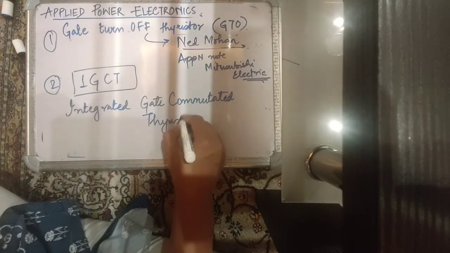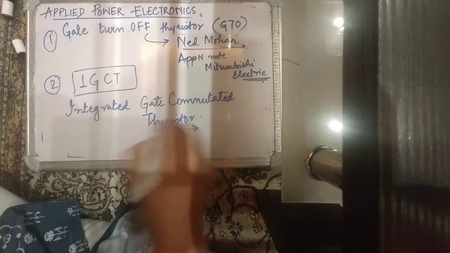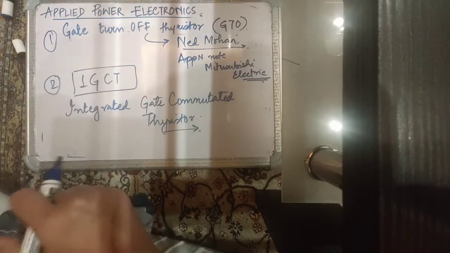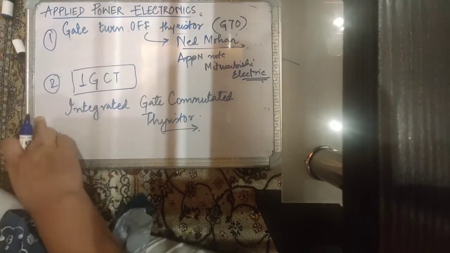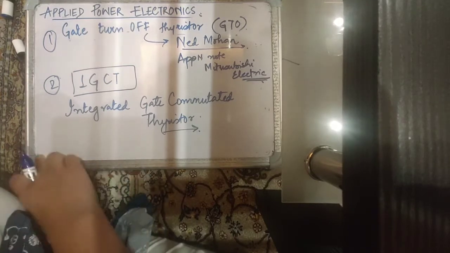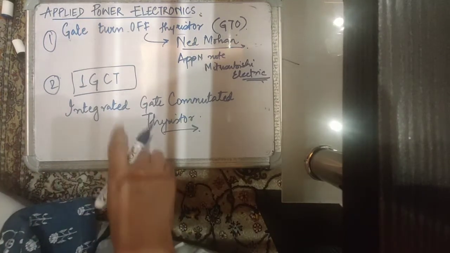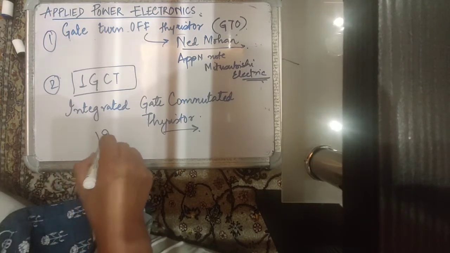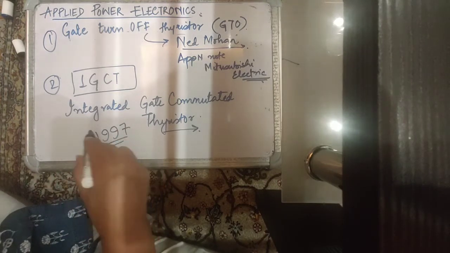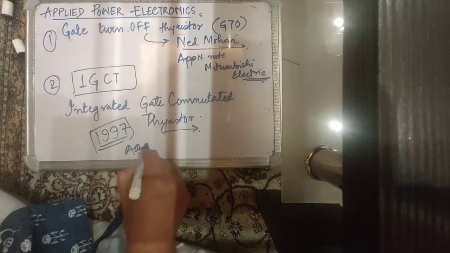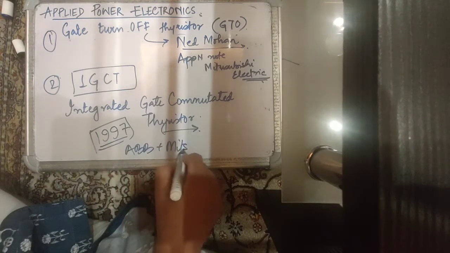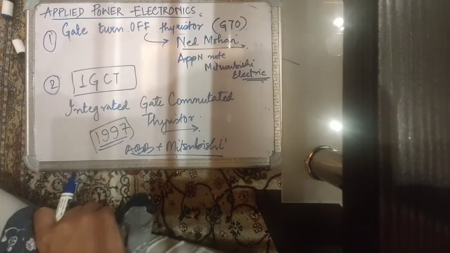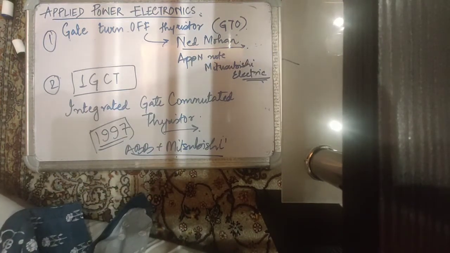Now this device is relatively a very new device, and you can say it's in its infancy right now, not very popular, but it has some promising applications. So hopefully in the near future you can see more of these devices being used. So IGCT was, I think, invented in 1997 together by ABB and Mitsubishi. A combination of two companies have together patented the construction of IGCT, which is essentially the same thing as a GTO.